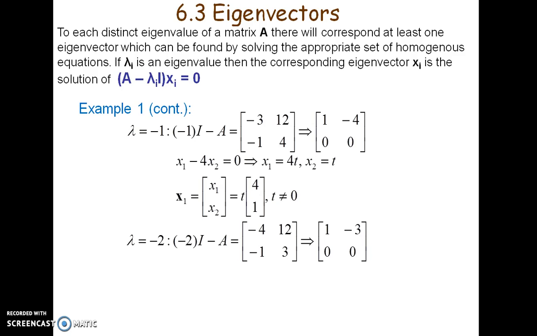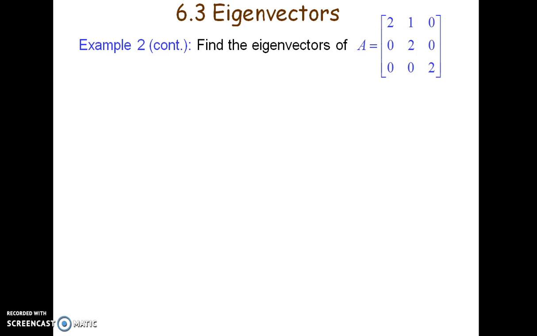When the eigenvalue lambda equal to minus 2, that is (minus 2 I minus A) is equal to the matrix [-4, 12; -1, 3], which reduces to [1, -3; 0, 0]. Therefore, the second eigenvector X2 is equal to the column vector (x1, x2), which is equal to s times (3, 1), where s is not equal to 0.